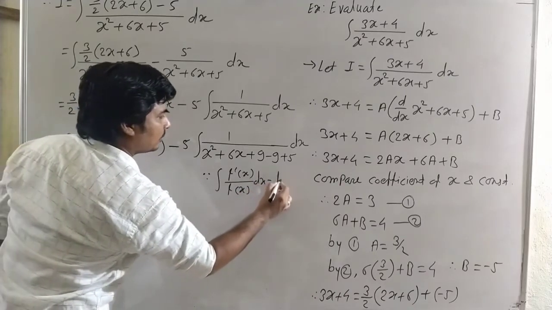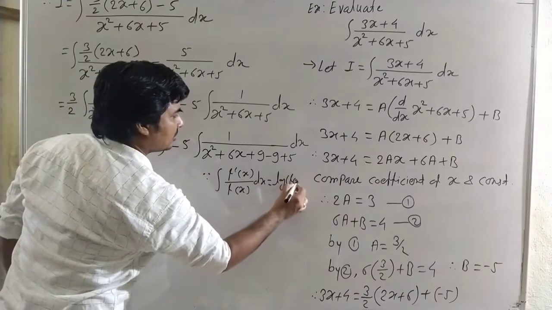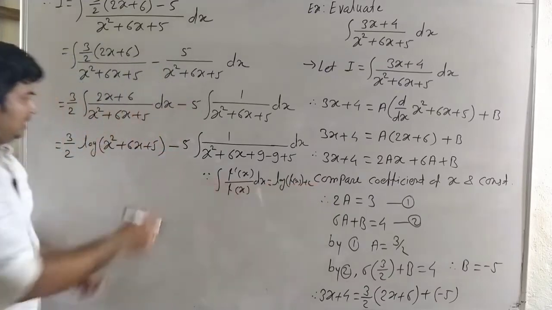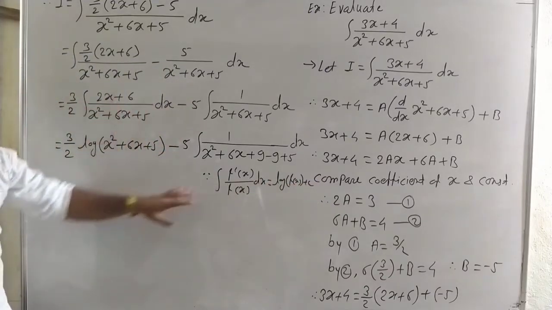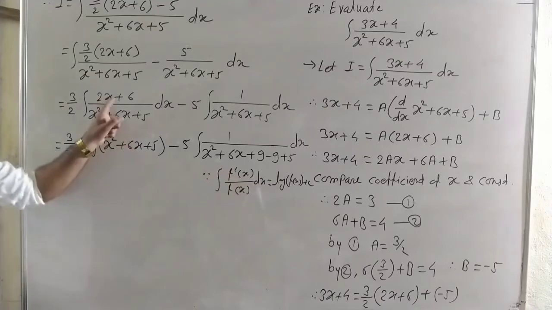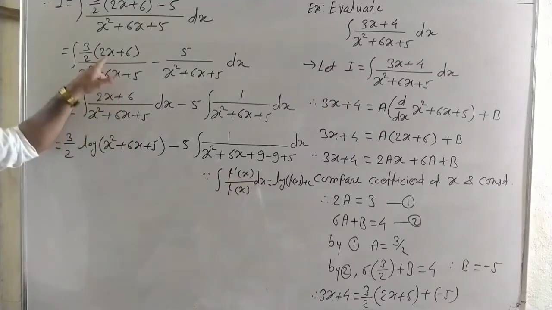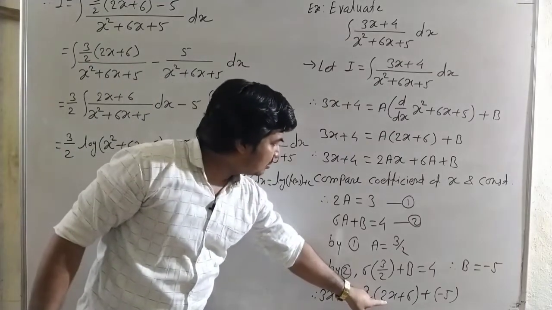Here we can write the reason: integral of f dash of x upon f of x dx is equal to log of f of x plus c. For this reason we can directly write. It is not necessary to write. It is f dash of x upon f of x. It is a derivative, 2x plus 6. What is the 2x plus 6?